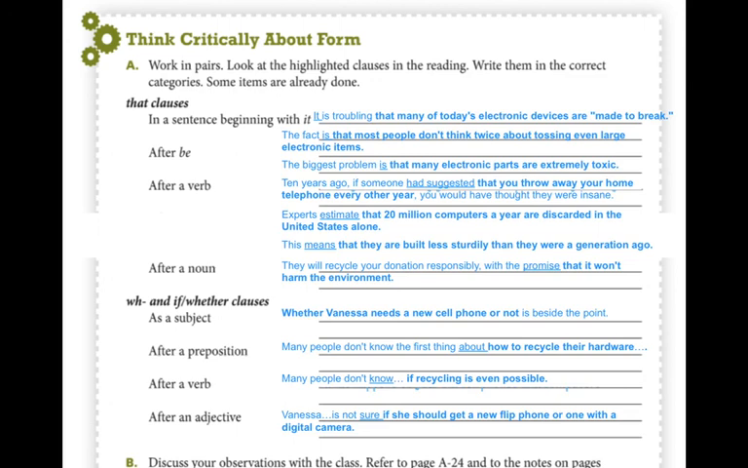Okay, those are the sentences that we were asked for in our exercise on thinking critically about the form of noun clauses in the article.